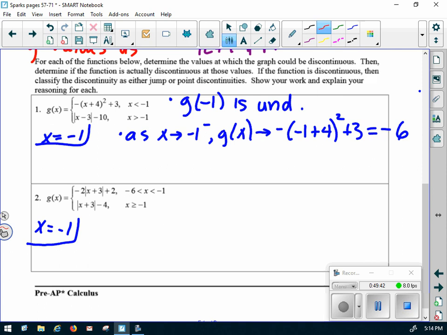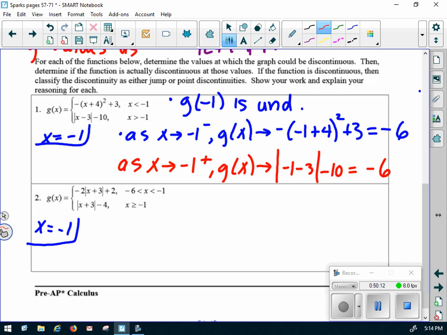Now let's see what happens as x approaches -1 from the right. Now I have to use the second equation because that constraint has the numbers that are bigger, the x values that are bigger than -1. Absolute value of -1 minus 3, minus 10. -1 minus 3 is -4. Absolute value of -4 is 4. 4 minus 10 is -6.